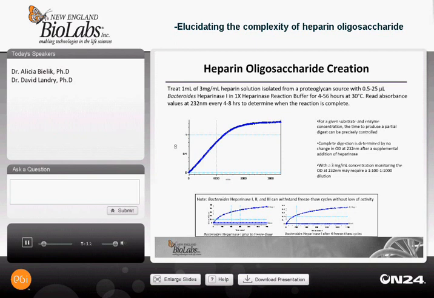It should also be noted if you're doing this on a semi-preparative or preparative scale, you're most likely going to be using enough heparin or heparan sulfate that it will go off scale and it will require a 1 to 100 or 1 to 1,000 dilution of the enzyme in order to read.